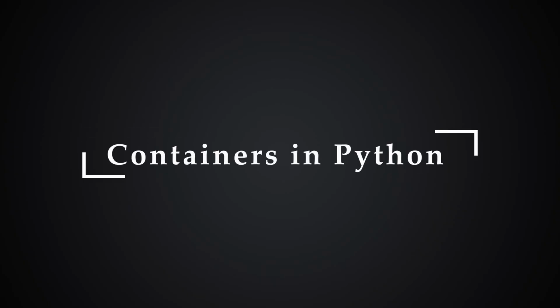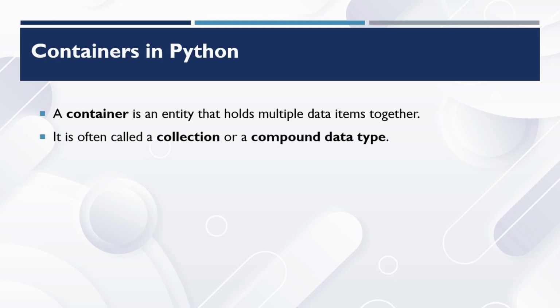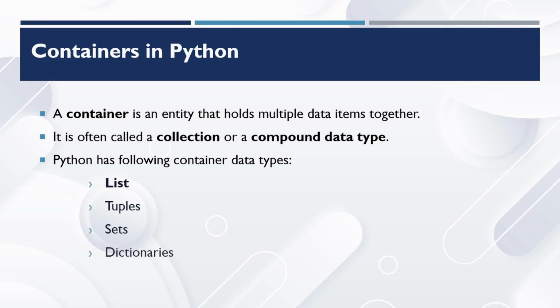Containers in Python. In Python, a container is simply a structure that groups multiple pieces of data into a single unit. We often refer to containers as collection or compound data types because they can hold many items together. Python offers us a variety of container types to work with, including lists, tuples, sets, and dictionaries. Each of these containers has its own unique properties and use cases, which we will explore further.